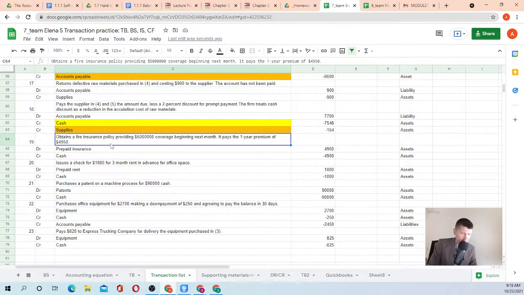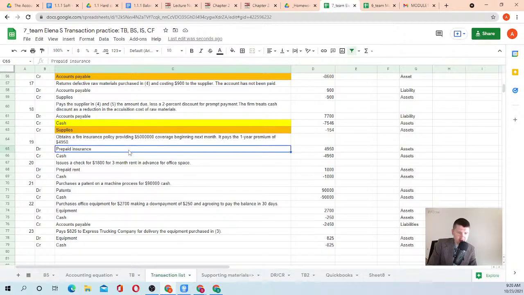A fire insurance policy. That task is a bit misleading because it has this 500,000 or 5 million coverage here, which will not be on our books. They are not giving us 5 million or $500,000. They only committed to provide that amount of insurance if any event happened which will trigger the insurance payout. So that's why we do not reflect 5 million here. We will just reflect the prepayment.